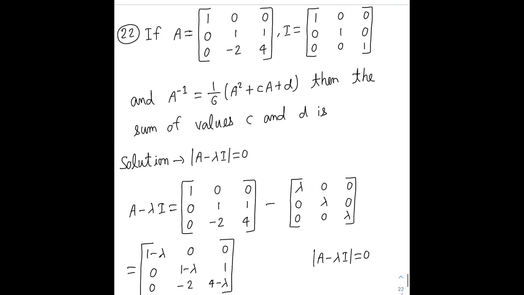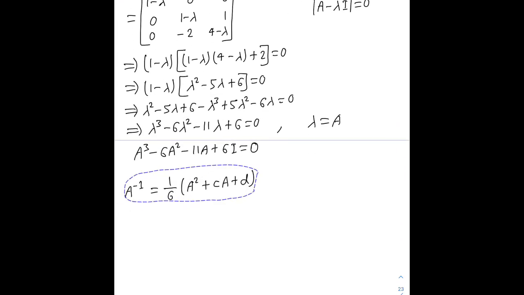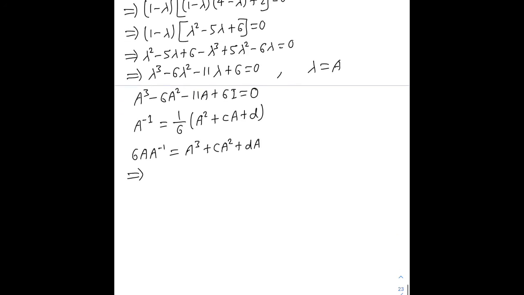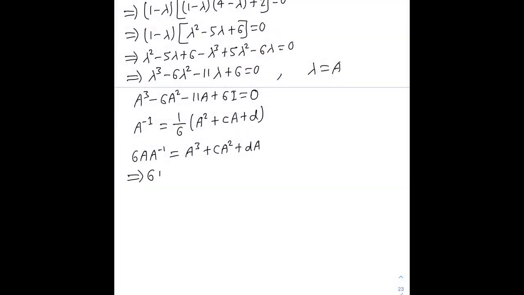Now another thing is, from this equation, what you need to do is, if you multiply both the sides by A, and maybe you can transpose 6 over here, so you will get 6 into A inverse, and if you multiply this by A, you will get A cube plus C into A square plus D into A. Now A into A inverse, that's nothing but I actually. Is it clear? Okay, so you will get 6I, and over here you have A cube plus C into A square plus dA.